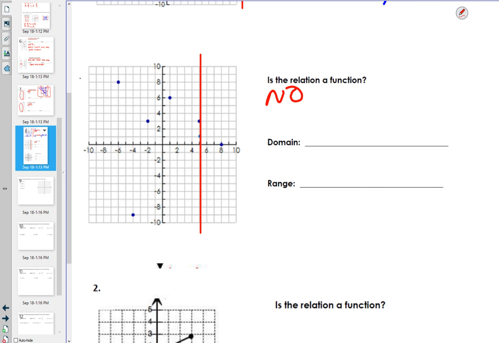Now, we've already done domain and range for discrete functions like this, but since there are so many points, I think this is actually a good one to do. But because it's not continuous, let's go back to set notation. And let's see if you can tell me what all the x's are and then what all the y's are.